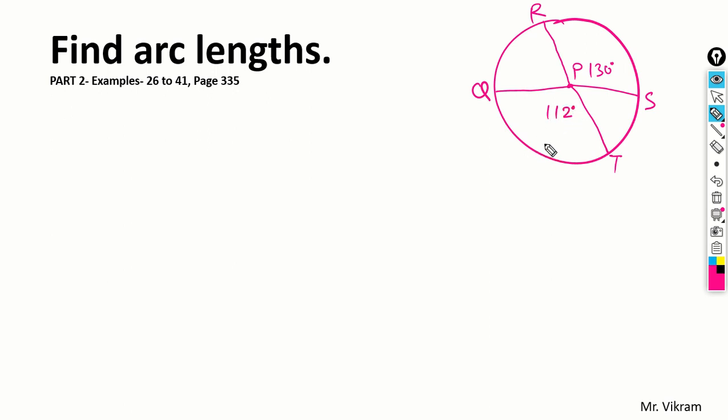Now the question we have: use circle P to find the length of each arc, rounded to the nearest hundredth. So you have to find the length of each arc rounded to the nearest hundredth. Question number 36, we have arc RS if the radius is 2 centimeters. Now RS is this part.